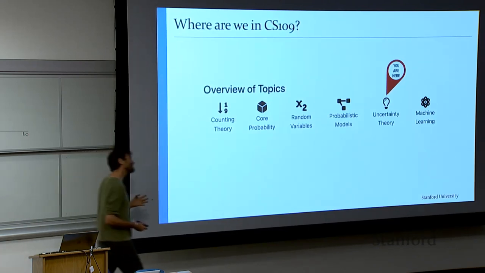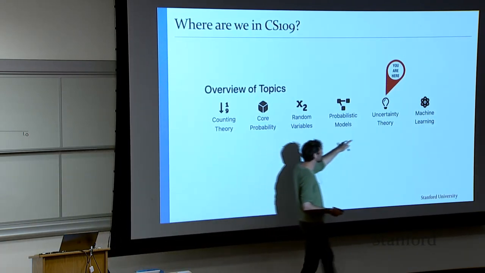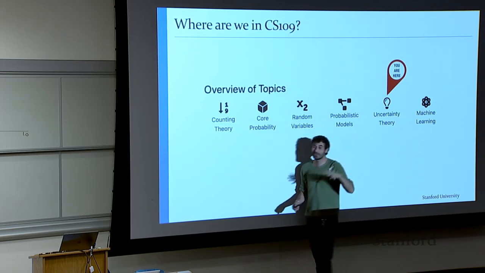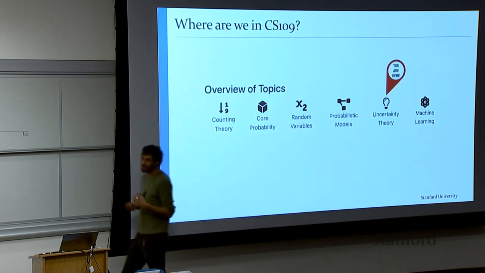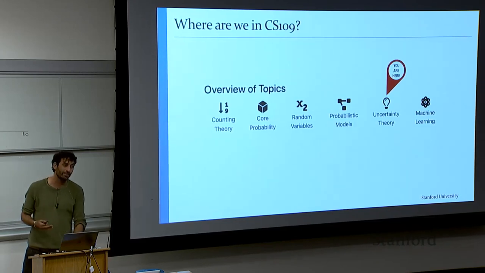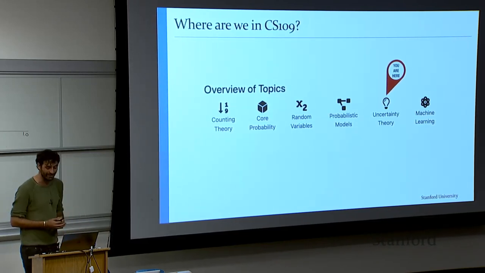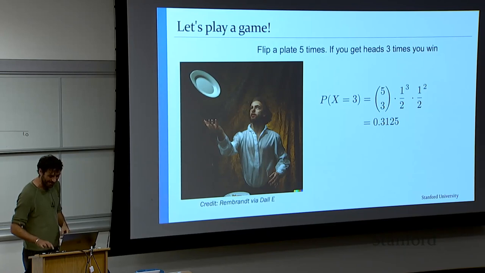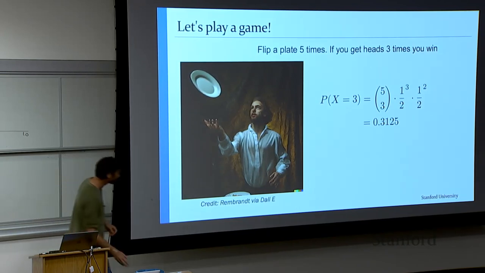And I do want to let you know where we are. We're getting so close. We're on this last, penultimate section of class where we're learning about uncertainty theory. We're going to start diving deeper into the underpinning mathematics of probability theory. Okay, and it starts with flipping a plate.